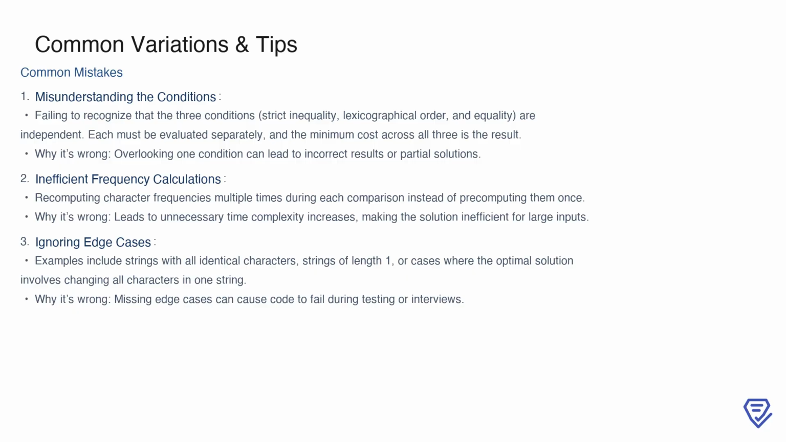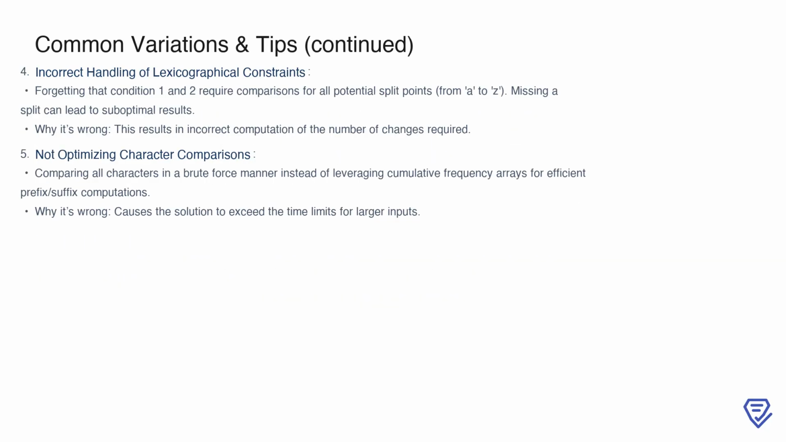Finally, ignoring edge cases is a common pitfall. For example, consider strings where all characters are the same, strings of length 1, or scenarios where one string needs a complete transformation. Overlooking these cases can cause your solution to break during testing or interviews. Many errors also arise from improper handling of lexicographical constraints. Conditions 1 and 2 require you to evaluate all possible split points from A to Z, and missing even one can lead to an incorrect result. Each split represents a potential boundary for lexicographical ordering, so it's essential to check them systematically.